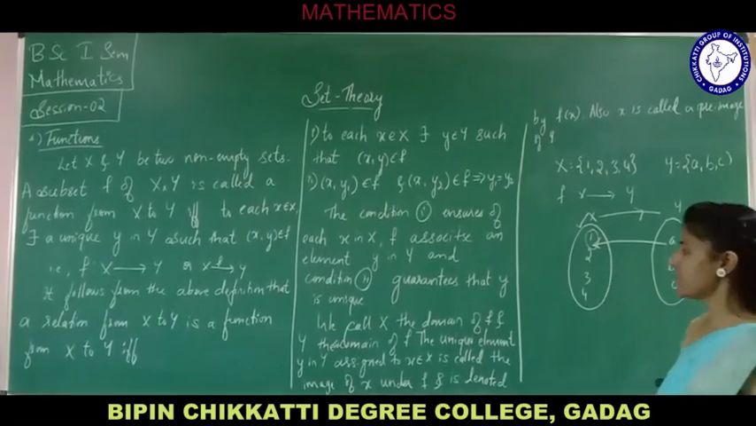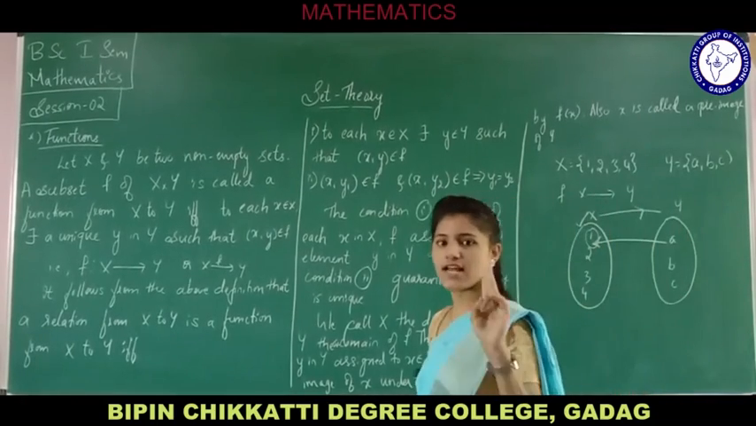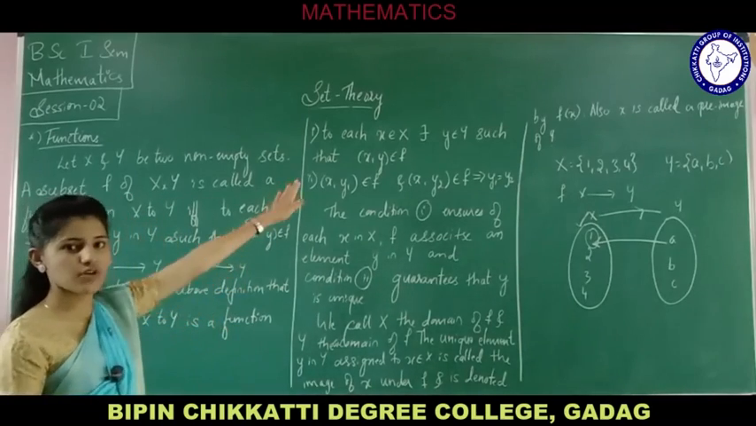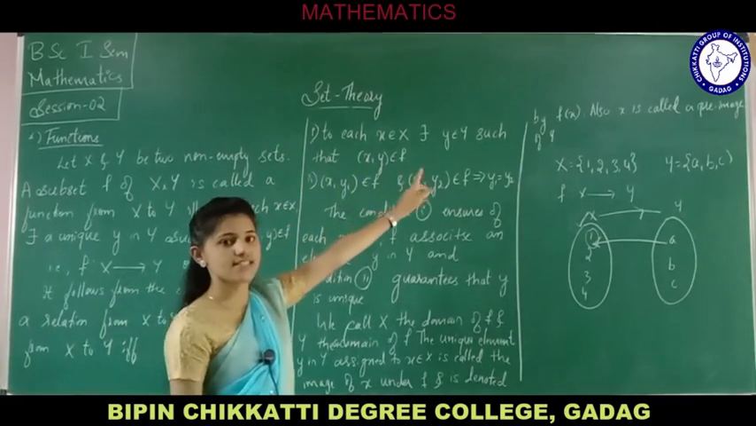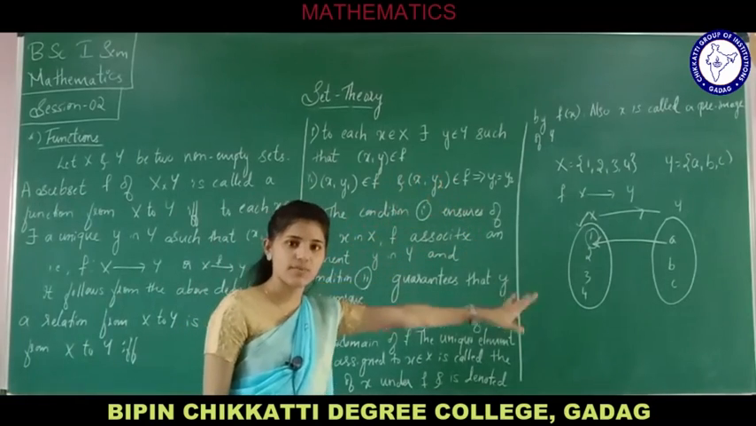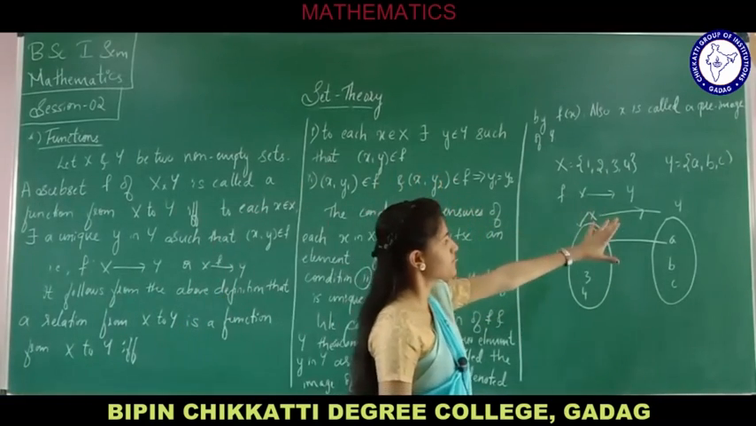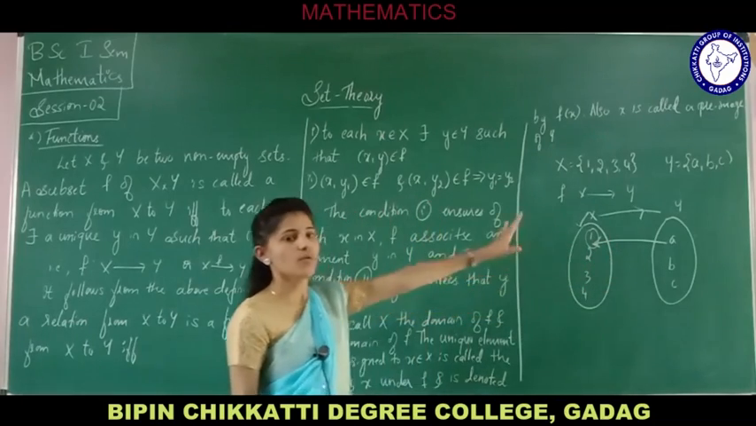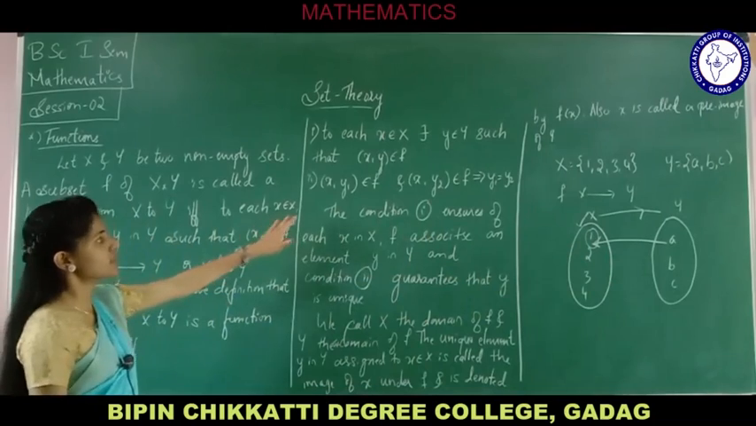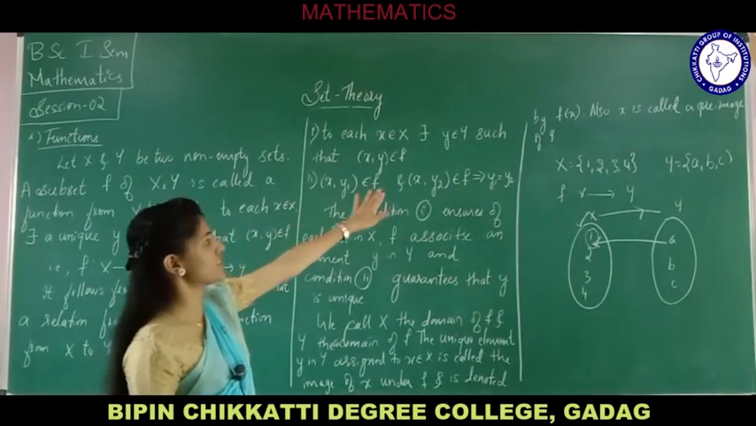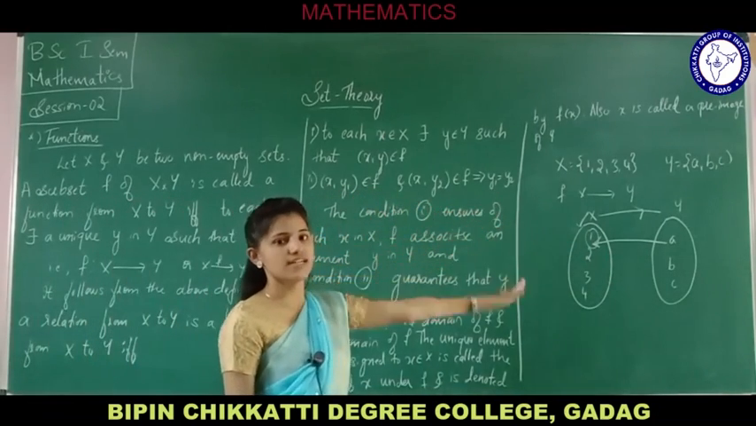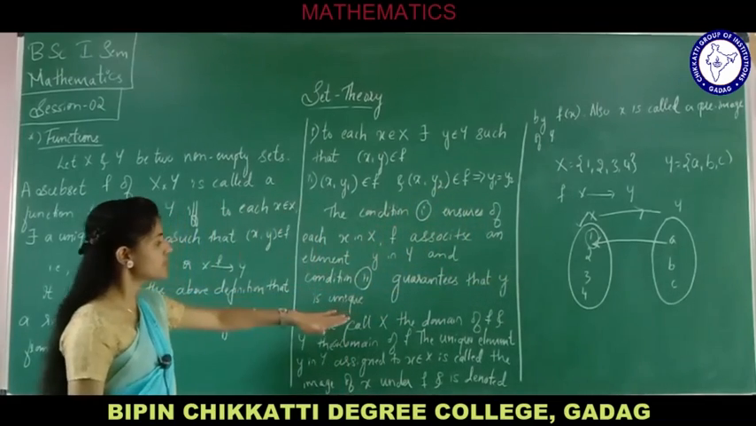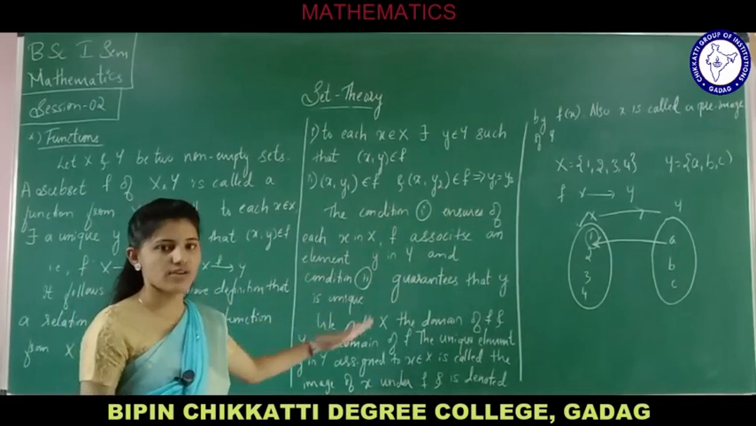So, what has happened? We have defined a function with two conditions. For every x belonging to X, there should exist a y belonging to Y, which means for each element of X there should be an image in Y. And if (x, y1) belongs to F and (x, y2) belongs to F, then y1 is equal to y2. This means the image y is always unique.